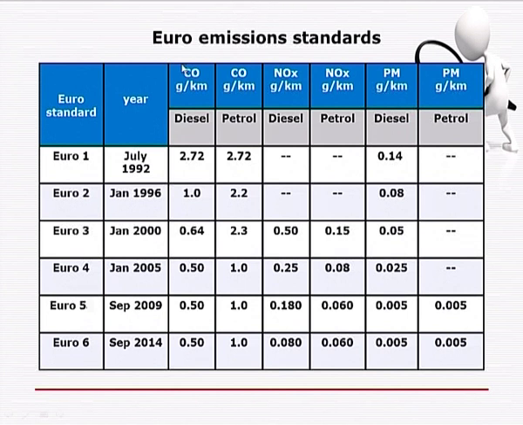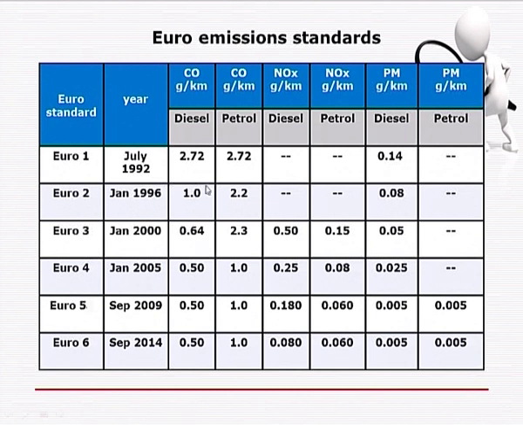So, in this slide you can see the comparative study of Euro emission standards. Here you can see Euro standards from Euro 1, 2, 3, 4, 5 and 6. Euro 1 started in 1992, then 1996, 2000, in 2005 they launched Euro 4, Euro 5 was in 2009, and Euro 6 started from 2014. So, what are we checking here? We are checking the quantity of pollutants.